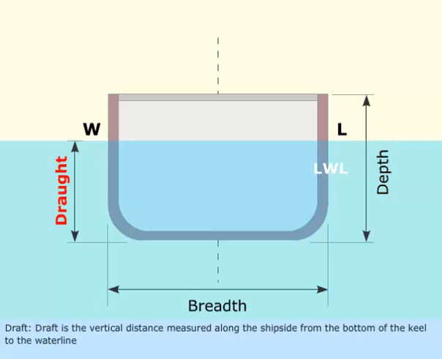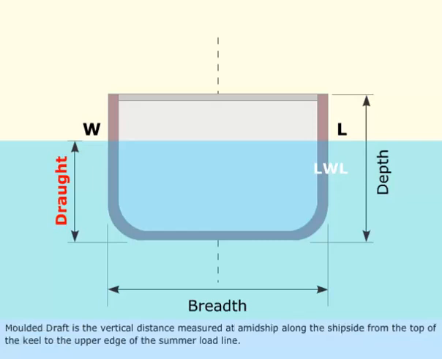Draft. Draft is the vertical distance measured along the ship's side from the bottom of the keel to the waterline. Molded draft is the vertical distance measured at amidship along the ship side from the top of the keel to the upper edge of the summer load line.